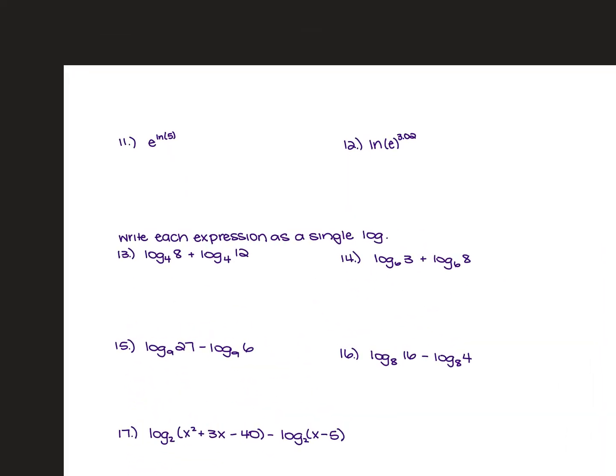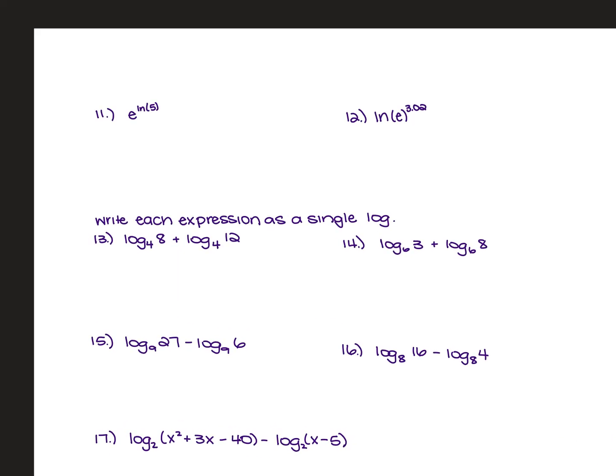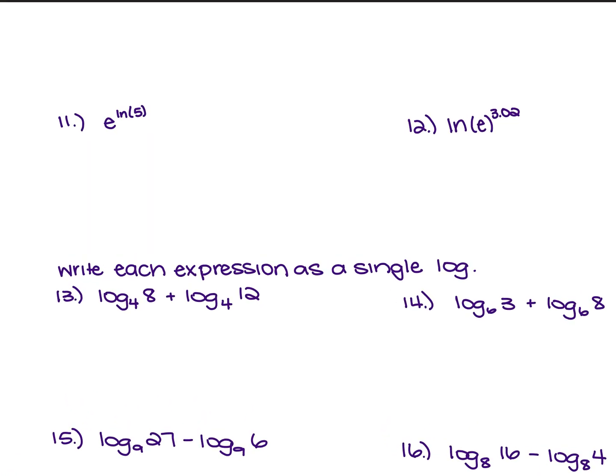For our next question, we have e to the power of ln of 5. So e to the power of your natural log, they cancel each other out, and the only thing you have left is the 5, so the 5 would be your answer. The same is true when your natural log is multiplied by e. They cancel each other out, so like in number 12, you have the natural log times e to the power of 3.02. Your natural log and your e cancel out. The only thing you're left with is that 3.02, so that would be your answer.